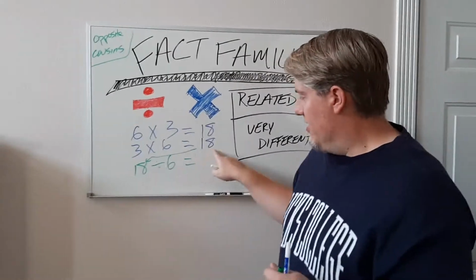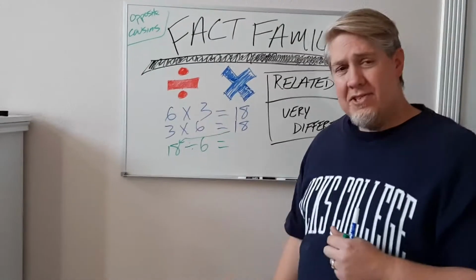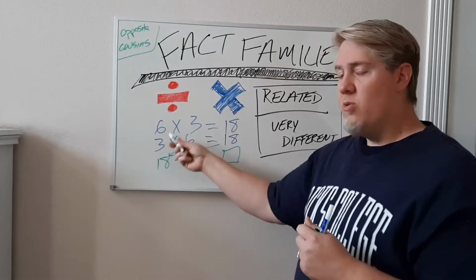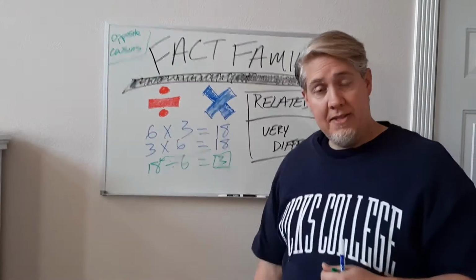I've got my 18 here. I've got my 6 here. So what number am I missing from there? Let's see. 18, oh, we're missing the 3, right? So then I can plug my 3 in right there.